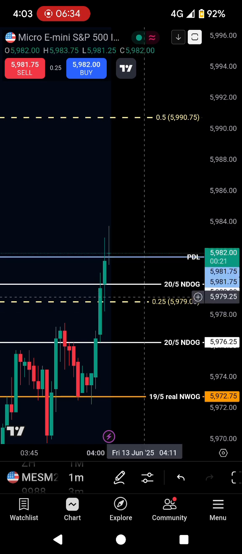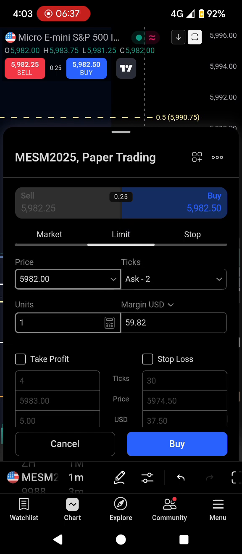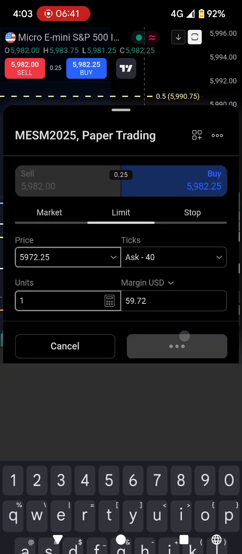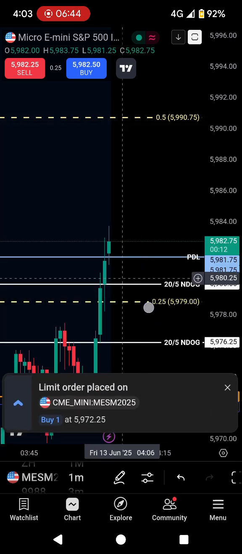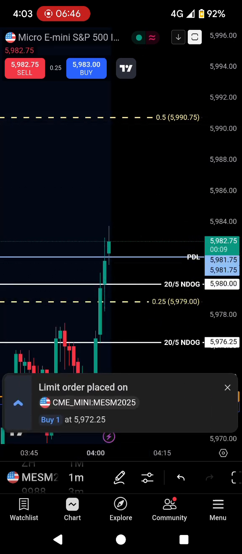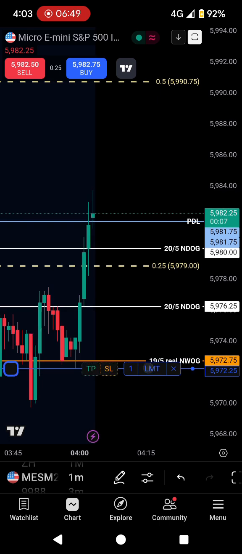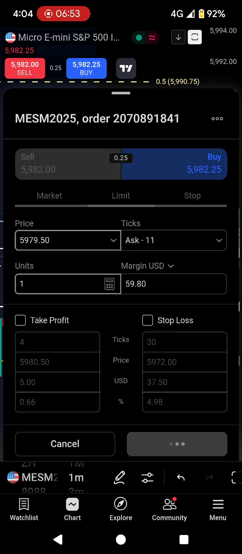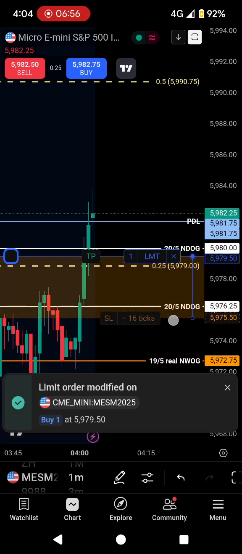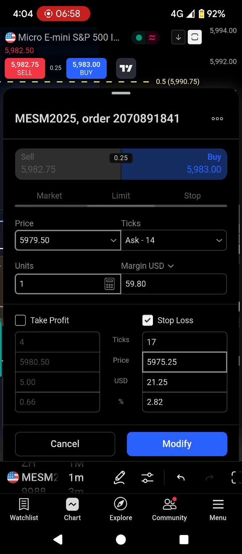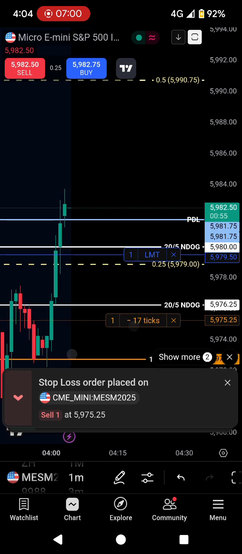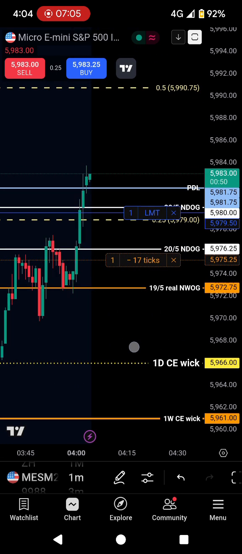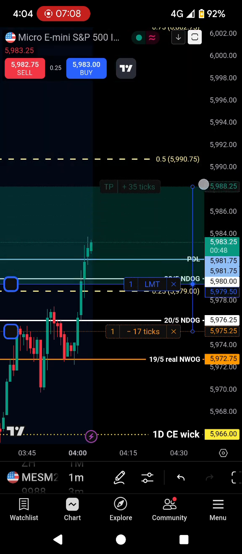Okay, 5972.25. Okay, and where is it? They say show me the limit. Oh, sorry, here. Put it up here. Okay, stop loss where? Stop loss just below. Let's just make it here. And yeah, TP. So let's make it.